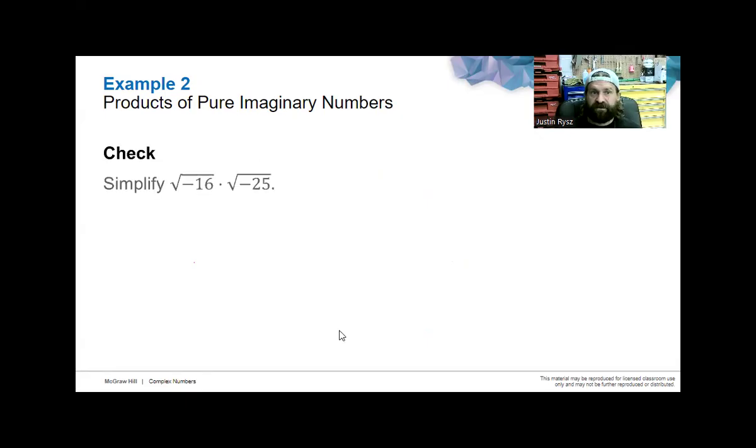Why don't you guys try the next one on your own? What is the square root of negative 16 times the square root of negative 25? Pause this video, see if you guys can figure it out. You should get an answer of negative 20. So we multiply, we got i radical 16 times i radical 25. You should get i squared radical 400, and 400 breaks down nicely. You get a 20 that breaks out, nothing left over, and the i squared becomes a negative 1.